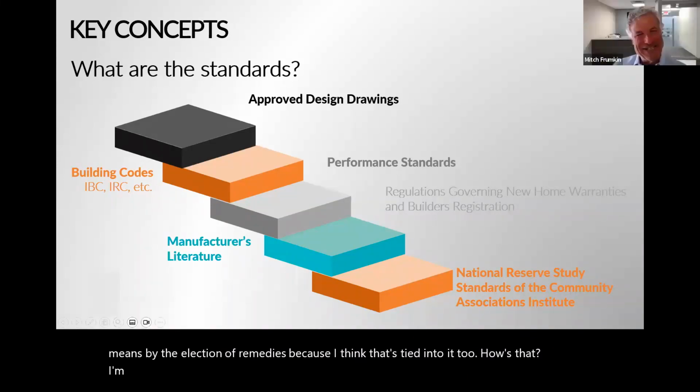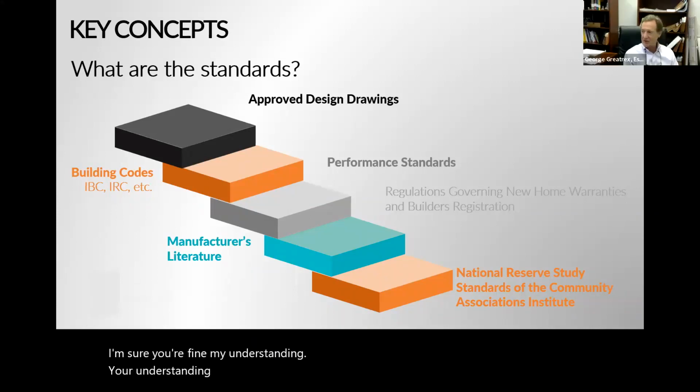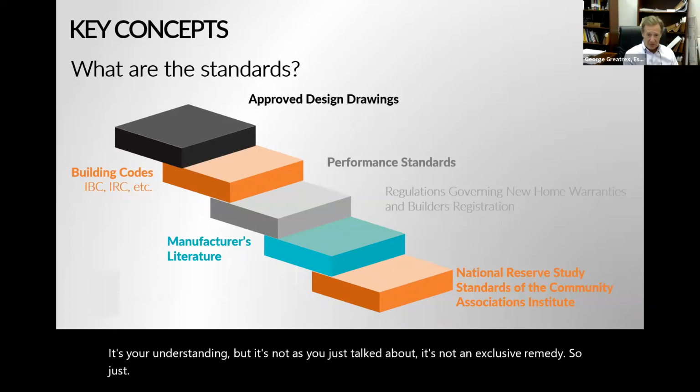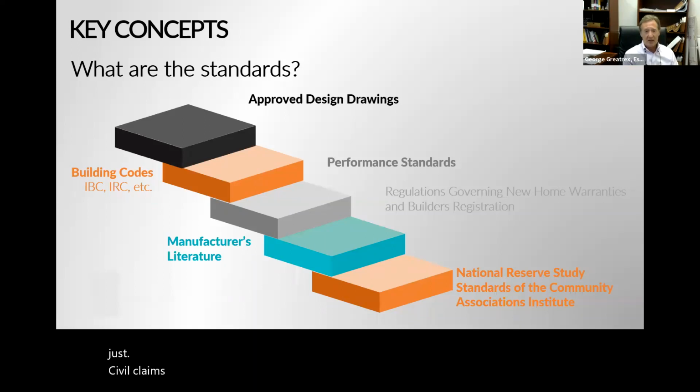I'm sure you're fine. My understanding is your understanding, but as you just talked about, it's not an exclusive remedy. So the association can choose to go after their own civil claims or the warranty claims. It's different with a homeowner and the homeowner claims against the home warranty, but with regard to the association, there is not an exclusive remedy. They're not precluded from pursuing both.